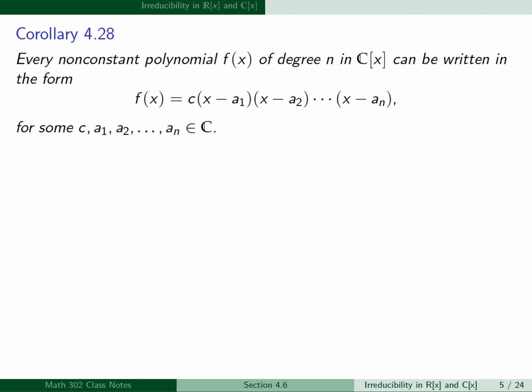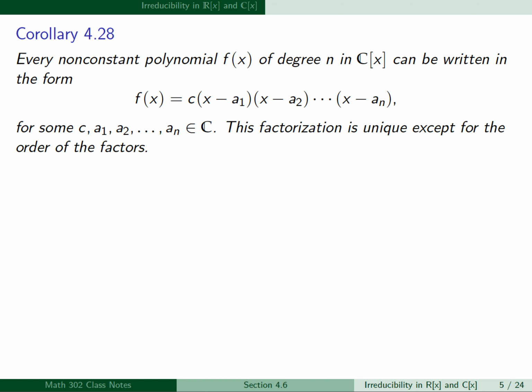Another corollary, 4.28, tells us that every non-constant polynomial f(x) of degree n in C[x] can be written in the form f(x) = c(x - a1)(x - a2)...(x - an), for some c, a1, a2, ..., an in C. This factorization is unique except for the order of the factors.